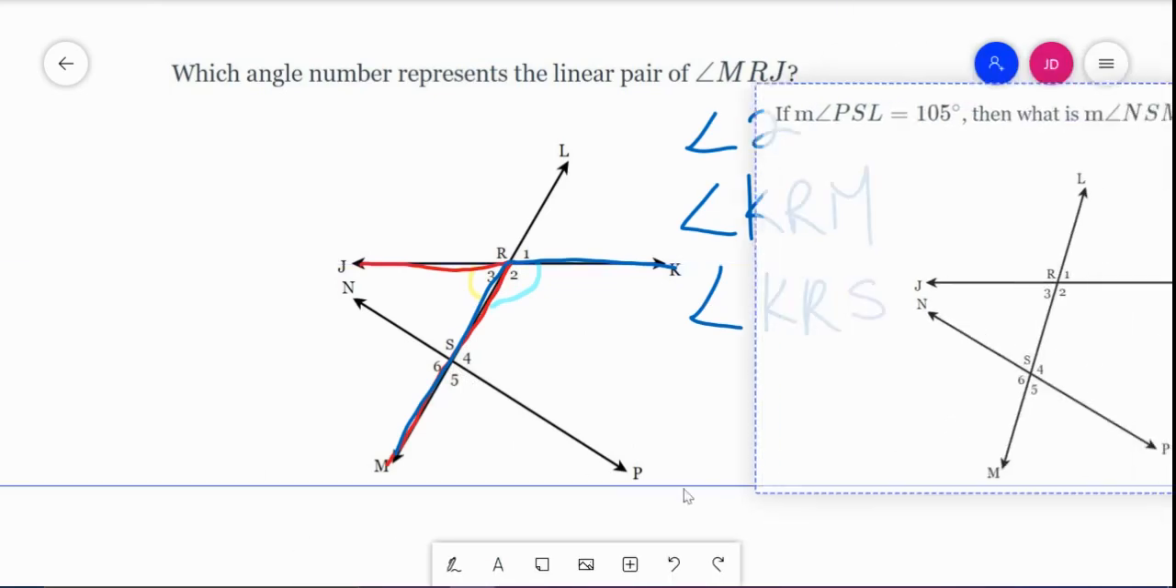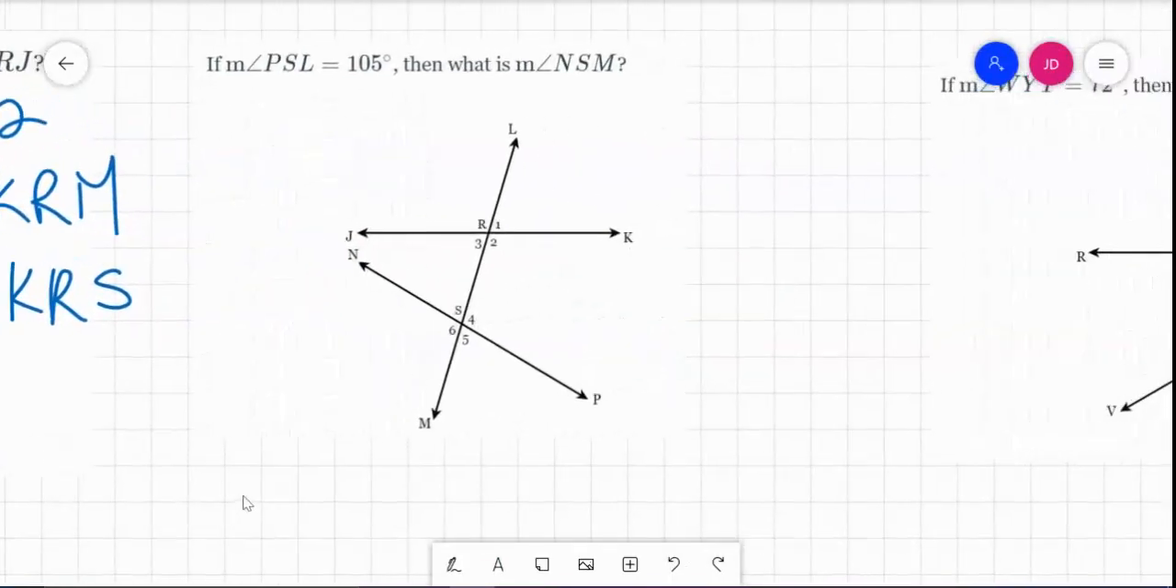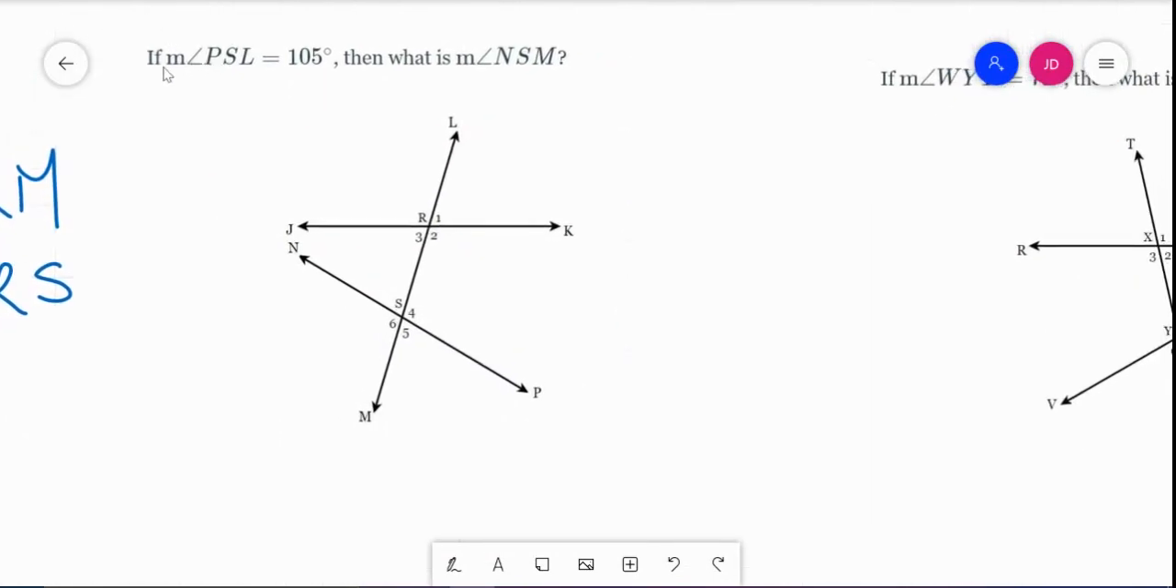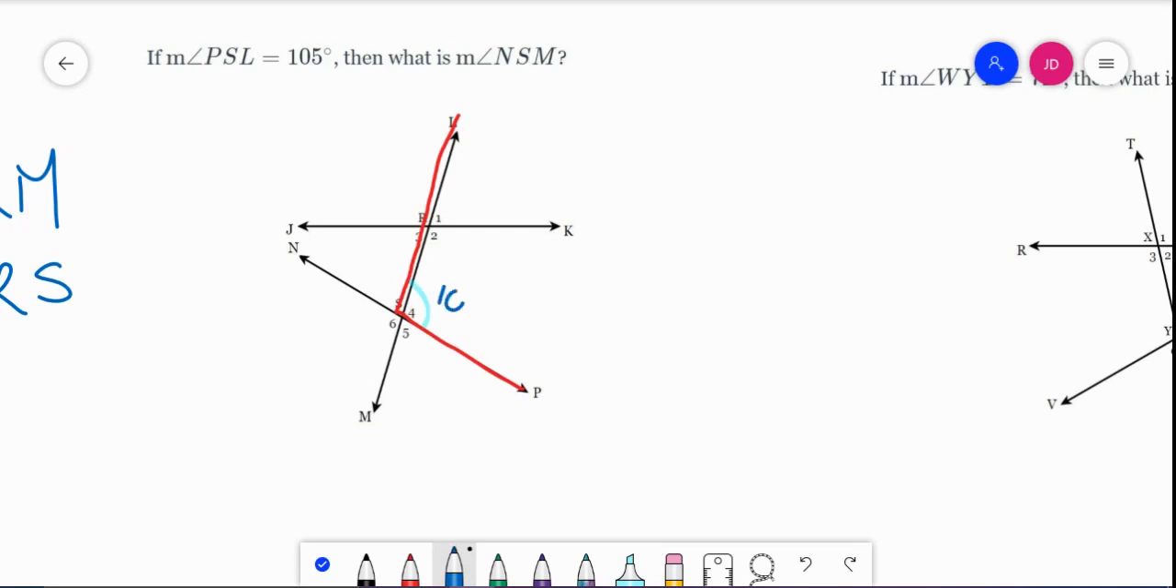All right. And I didn't want to bring that over. I wanted to go over here. There we go. And if the measure of angle PSL equals 105 degrees, then what is NSM? All right, let's label PSL first. PSL. Okay. So here's PSL. This is 105 degrees. Makes sense. It's an obtuse angle. It's an angle greater than 90 degrees.